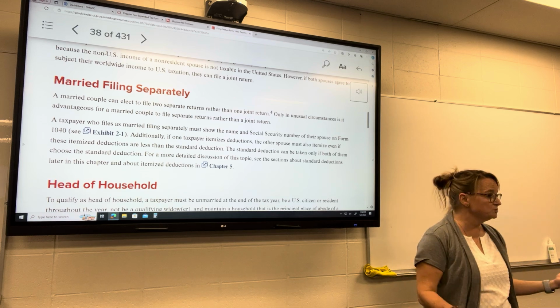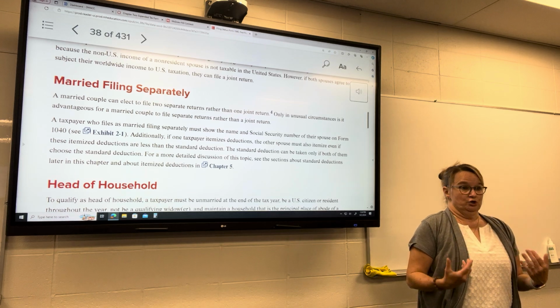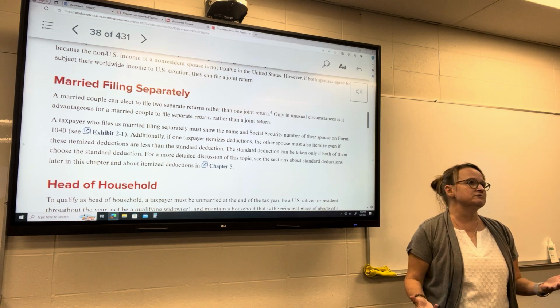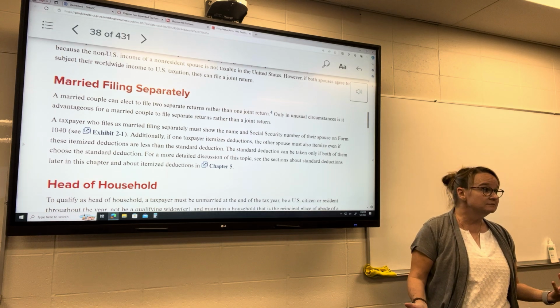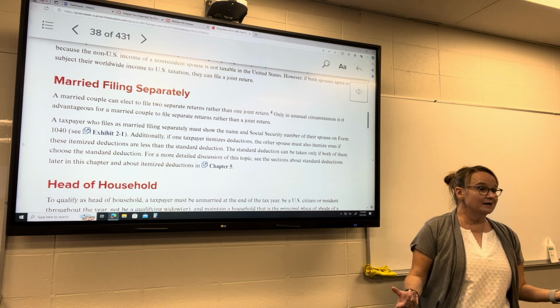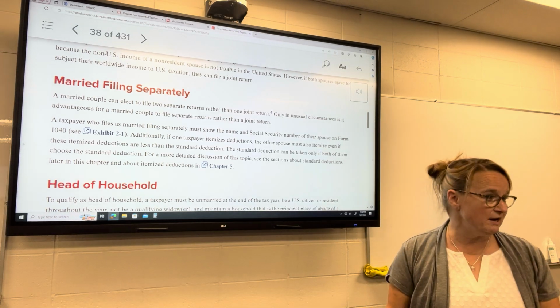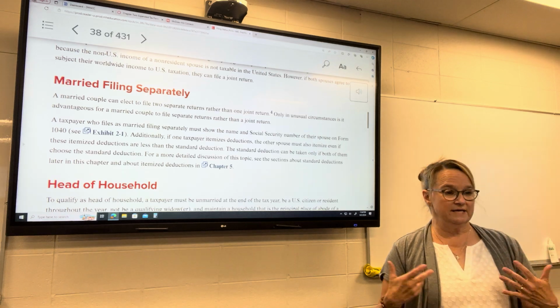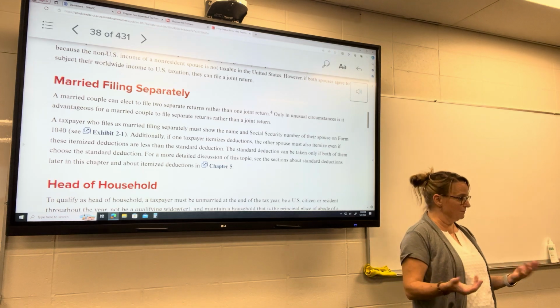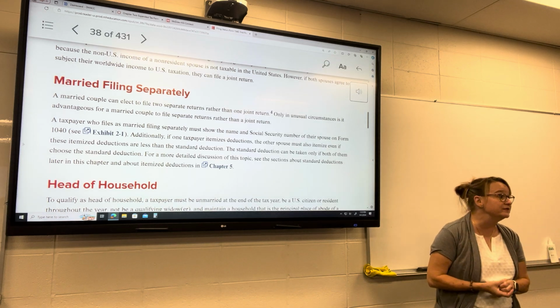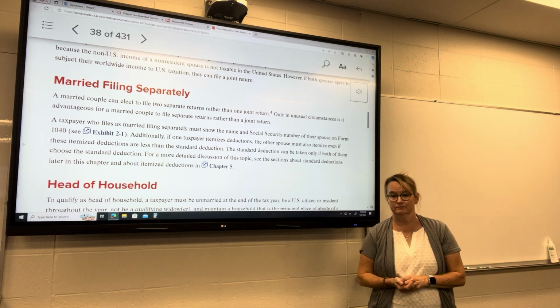Also, there are cases where you're not divorced yet, but you're not getting along, and there's no separate maintenance agreement. Maybe you're not even speaking to your spouse, soon-to-be ex-spouse. So the relationship is just not at a point where both spouses want to file the same return, or maybe they don't want the other spouse to know what their income is, right?